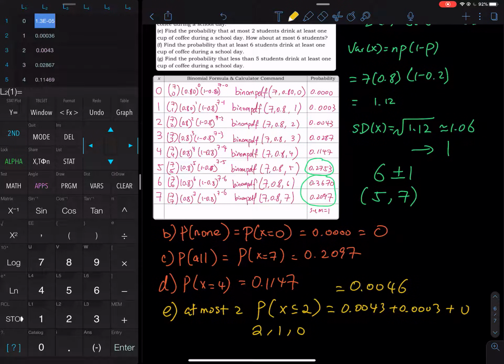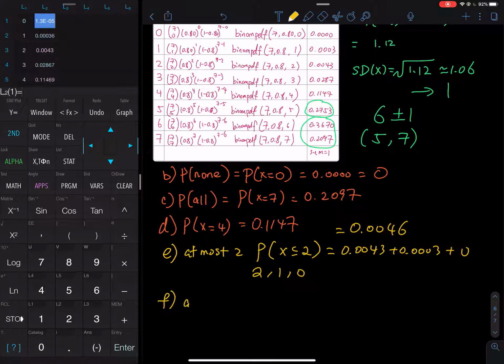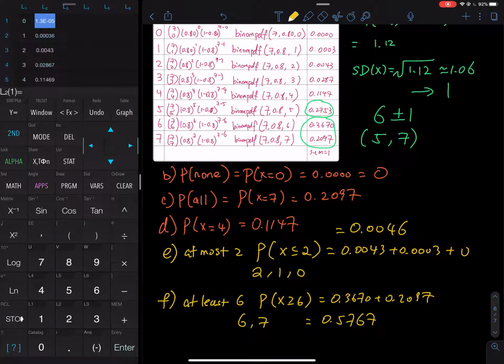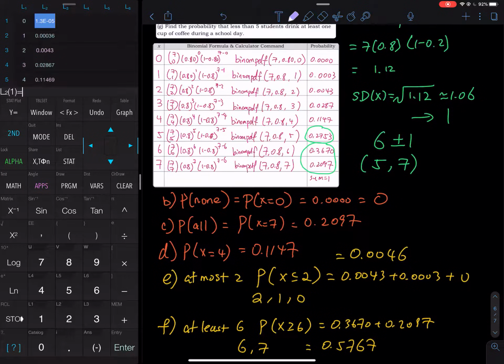And then E and then F is at least 6. So F is at least 6. So at least 6 is the probability that X is 6 or above. So that includes 6 and 7. Then we do 0.3670 plus 0.2097. That is equal to 0.5767. And then we have, I think we have like 2 more, right? 2 more or 1 more. That is F, and then we have G.